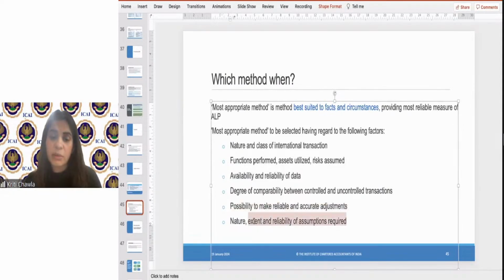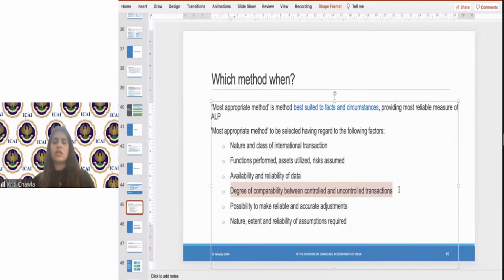And then what are the assumptions to be used? What is the degree of comparability between the two transactions? So which method is to be used when depends on a lot of subjective things and a lot of technical things.